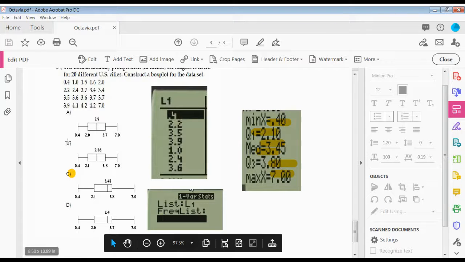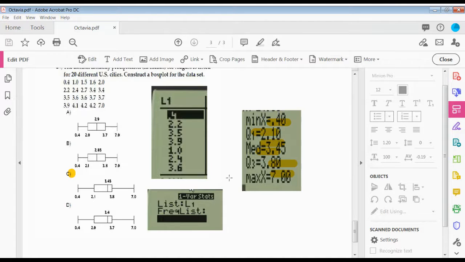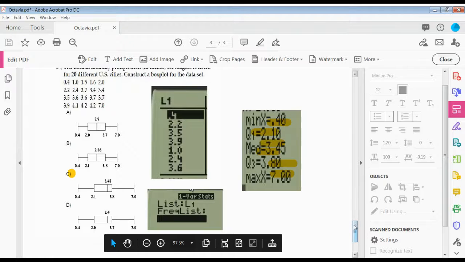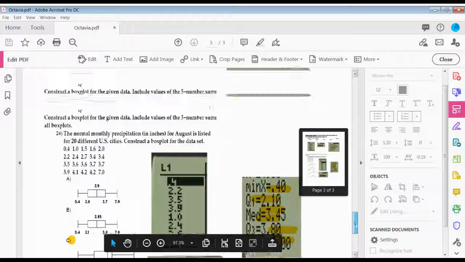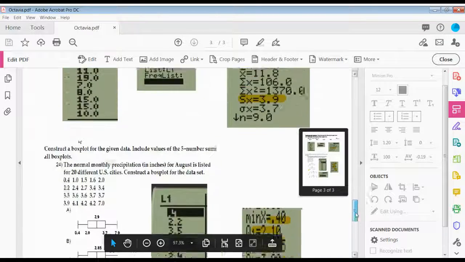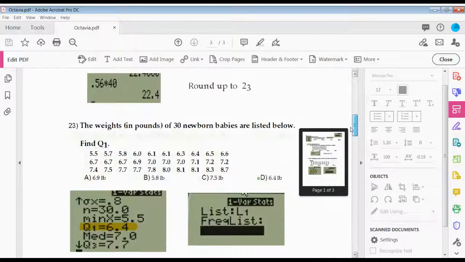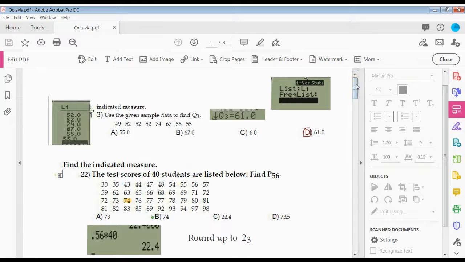All of them have the right minimum and the right maximum. You're looking for quartile 1, 2.1. There it is, 2.1. Median, 3.45. There's only one that had a median of 3.45. Quartile 3, 3.8. There it is. And you knew the biggest number was 7. Letter C. That was 24, and that's the one that you were thinking about doing on your own. So those are the answers to all your questions.